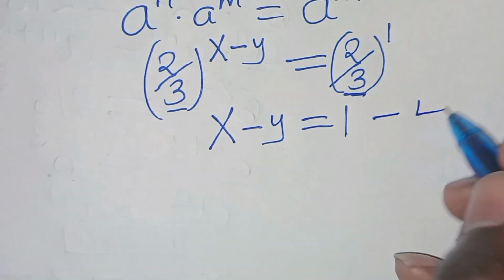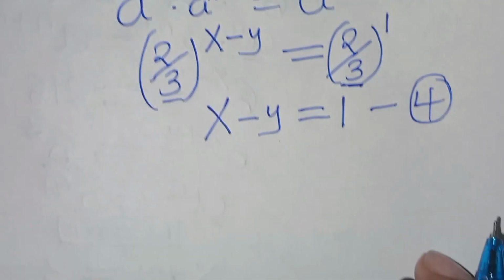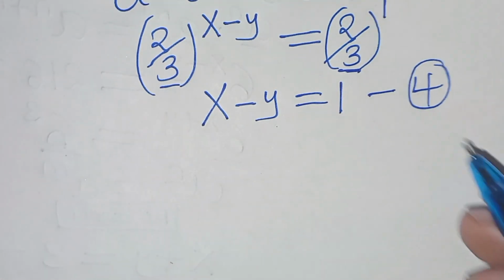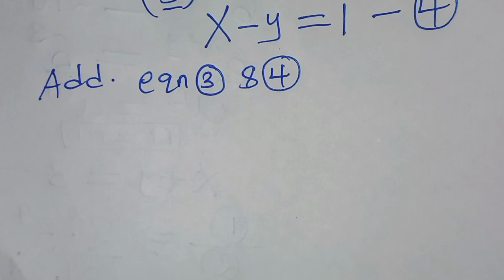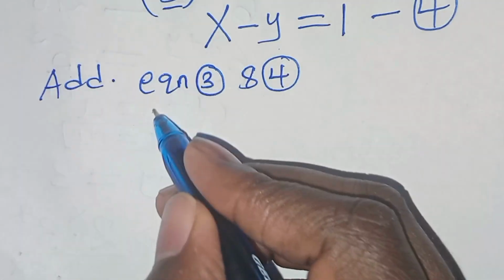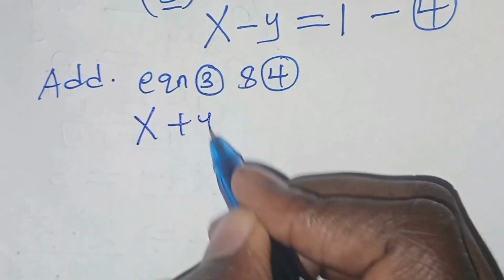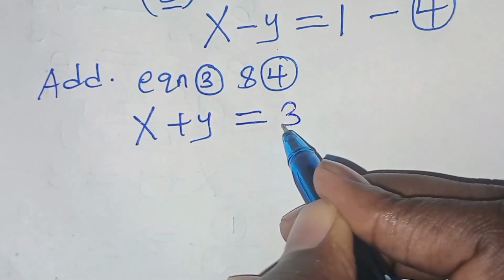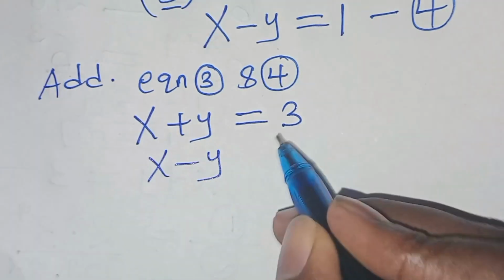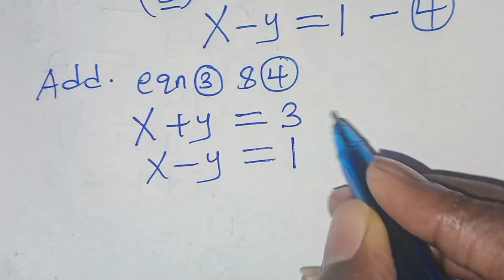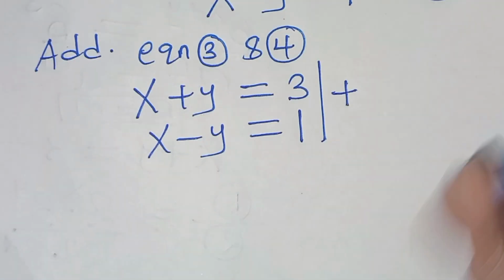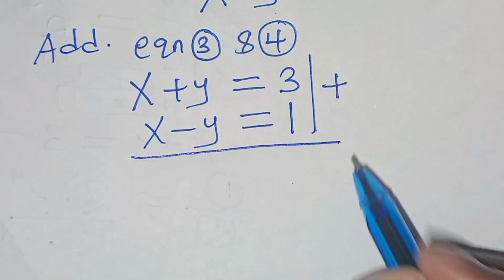Let's call this equation 4. The next step, let's add equation 3 and equation 4. Equation 3 is x plus y, this is equal to 3. And equation 4 here is x minus y, this is equal to 1. So these are a system of two linear equations. So let's add these two linear equations.